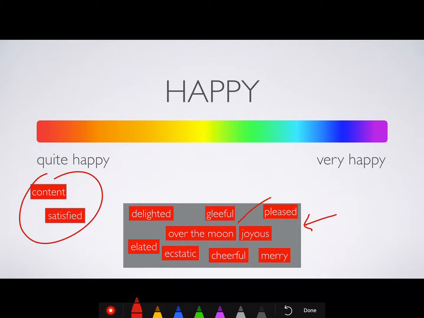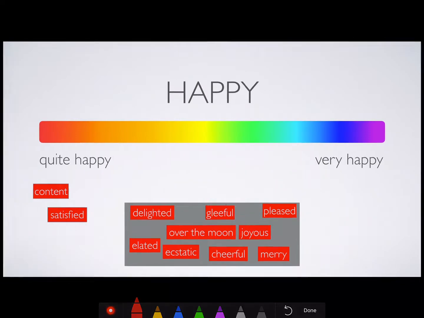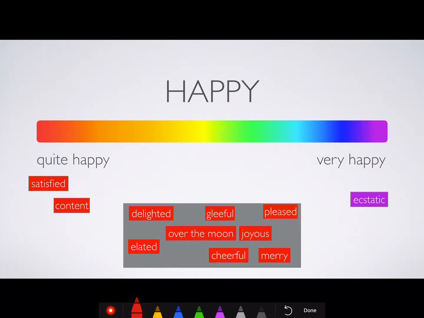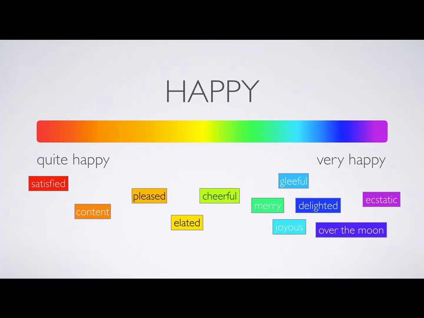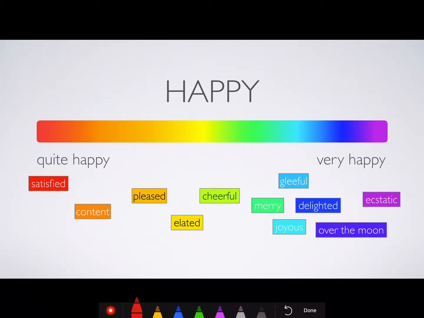I'd probably move over the moon over here, and I'd move ecstatic definitely over here. Gleeful not so far, it would probably go by here. And I'm going to build it up. So if you created one of these at home, then what you will end up with is starting to put the words around. I've colour coded them to go with the spectrum, but you will end up with something that looks a bit like this. And what this does is it tells me that if I want to express that someone is quite happy, these are the kinds of words I want to be using.